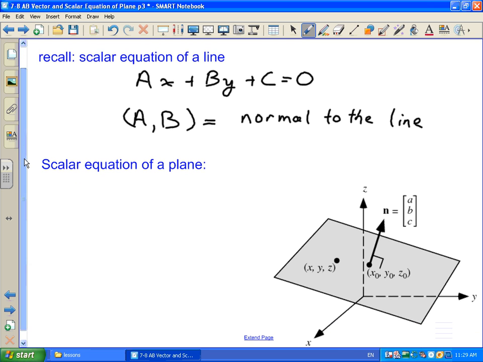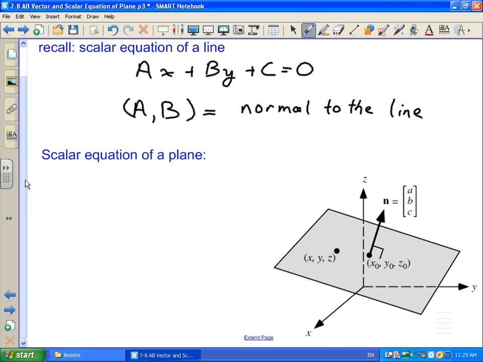I've got a little picture of a plane down here. Again, the plane is being represented by this gray rectangle that I've got here. And keep in mind, whenever you see a picture of a plane, they'll often use a little rectangle like this. Remember, the plane goes off to infinity in all four directions. Okay, so they just show you a little chunk of it, but really it extends off forever and ever.